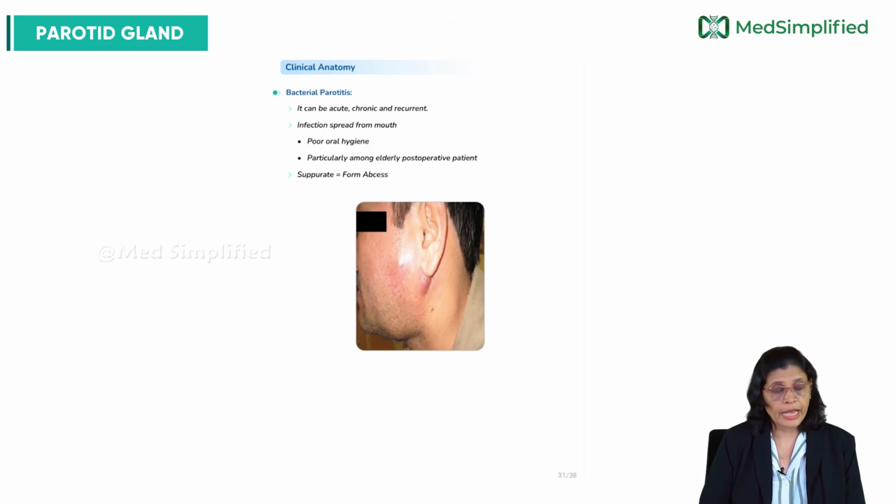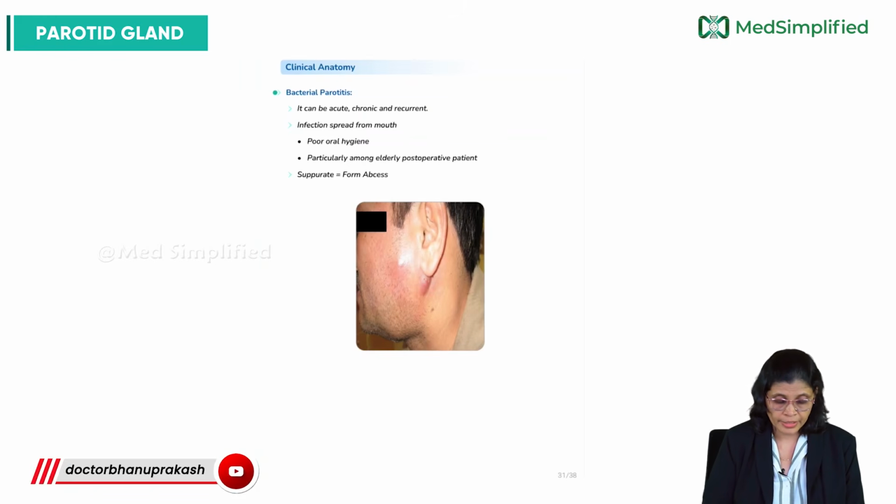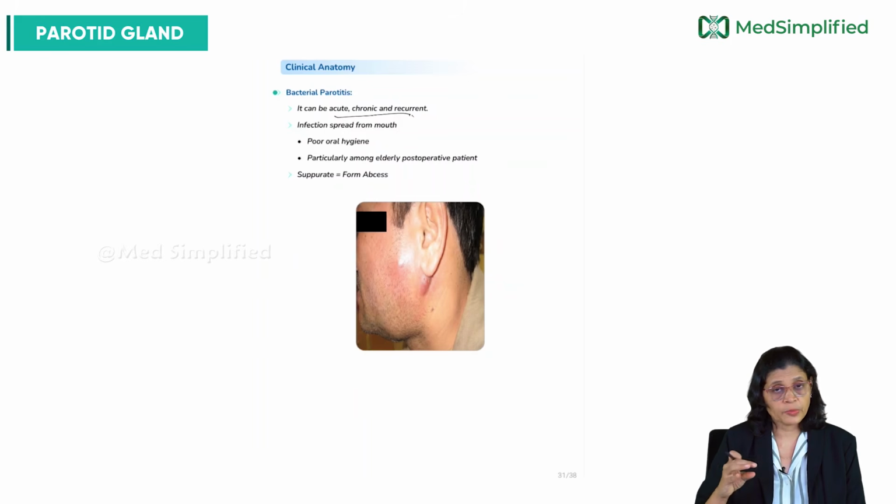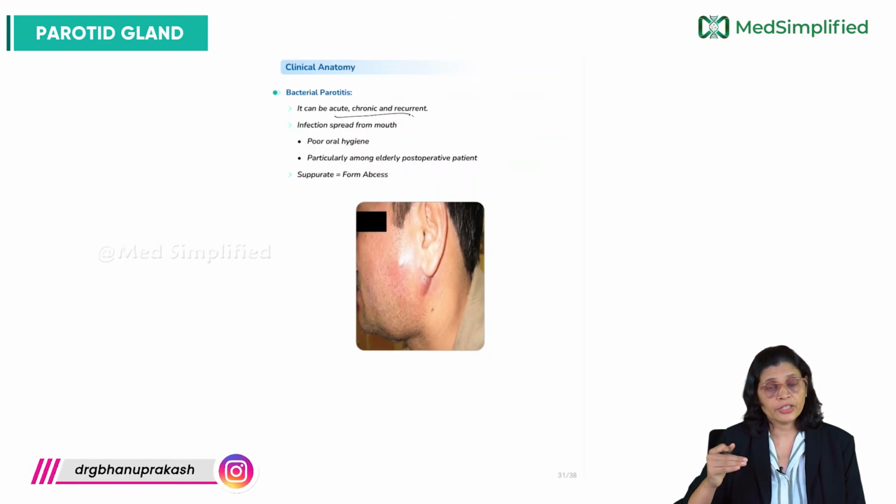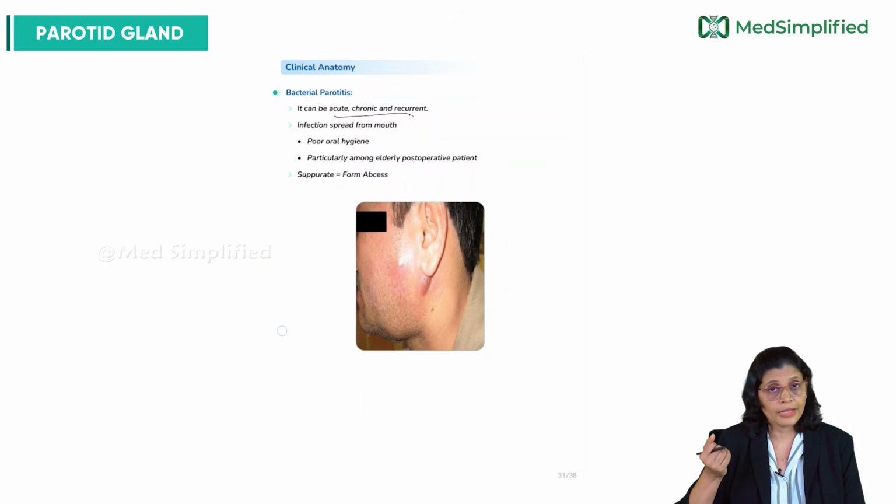Then there is parotid abscess secondary to bacterial infection, that is bacterial parotitis. It can be acute, chronic or a recurrent condition. This is mainly due to poor oral hygiene. So infection can spread to the duct, okay. Retrograde infection happens, so from the oral cavity the infection can spread to the parotid gland through the duct. Since this is a bacterial infection, suppuration is common, that is abscess formation will happen.